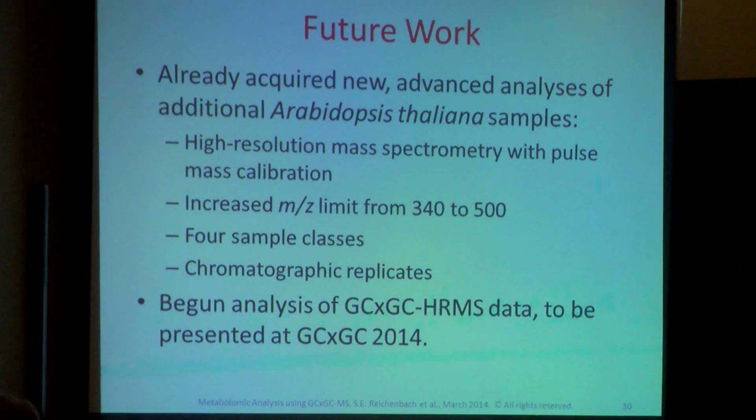In our future work, we've already acquired some high-res mass spec. We've increased the mass to charge limit. I'd like to see this even a little bit larger. One of the challenges with high resolution mass spectrometry is that this work requires very high speed mass spectrometry. You can do it down to 25 or 30 spectra per second, but that's kind of at the low end. We'd like to get up to 50 or 100 at least.